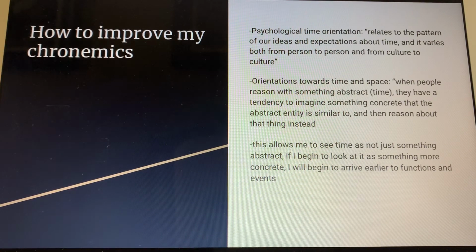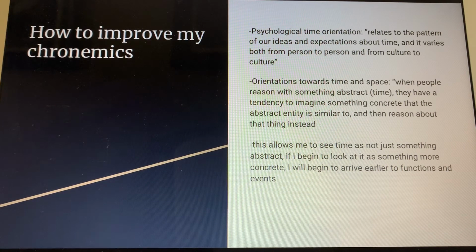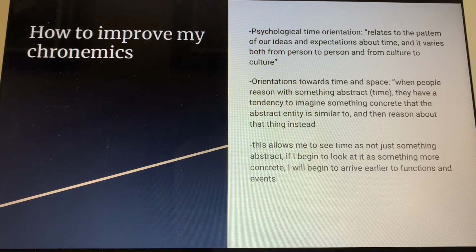Orientations towards time and space. When people reason with something abstract, which is time, they have a tendency to imagine something concrete that the abstract entity is similar to and then reason about that thing instead. So instead of seeing time as just this made-up thing, if you compare time to an event, you're more likely to show up on time to that event. And this allows me to see time as not just something abstract. If I begin to look at something more concrete, I will begin to arrive earlier to functions and events.